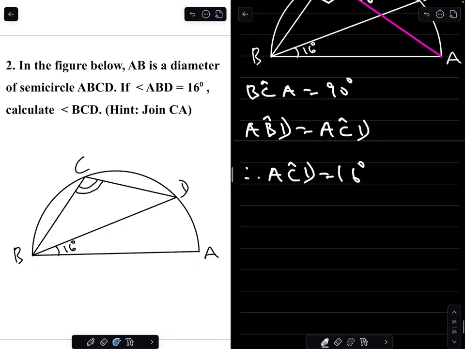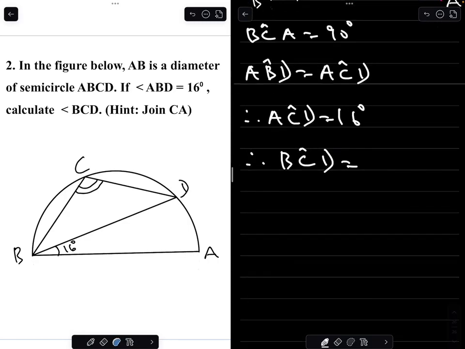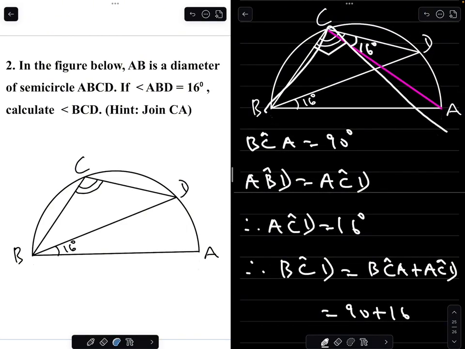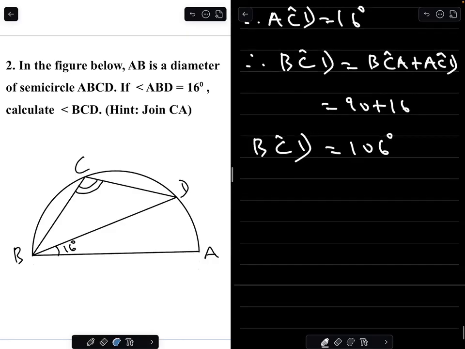And that therefore means angle BCD, which is the angle we want to find, is equal to 90 plus 16 degrees. That's angle BCA plus angle ACD, which is equal to 90 plus 16 degrees, and that's 106 degrees. So angle BCD is equal to 106 degrees. And that's it, very, very simply.